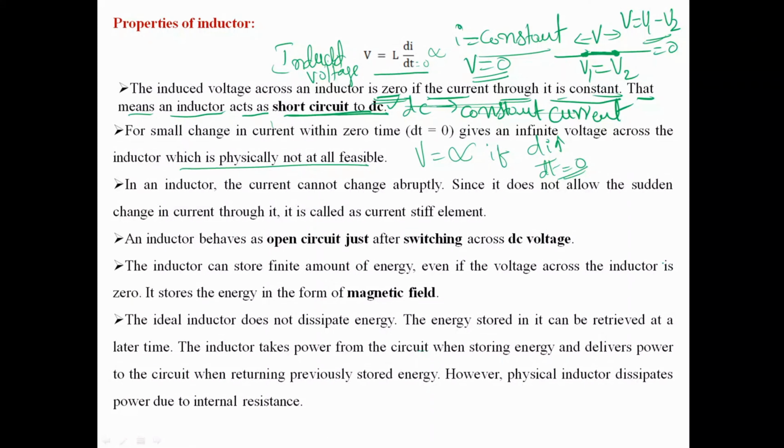An ideal inductor does not consume any power, whereas because of the small internal resistance of the wire, some power will be wasted.